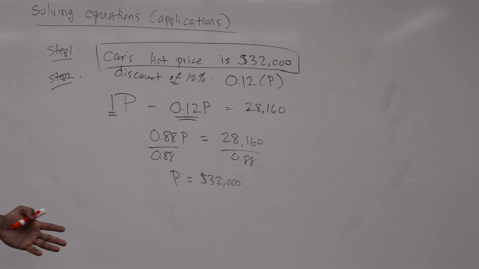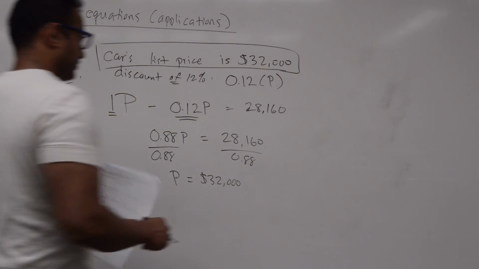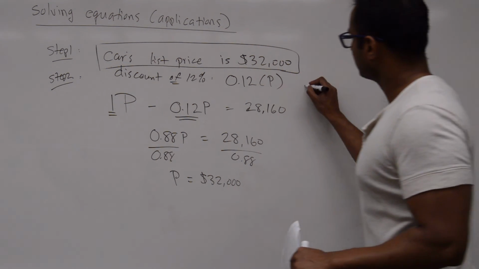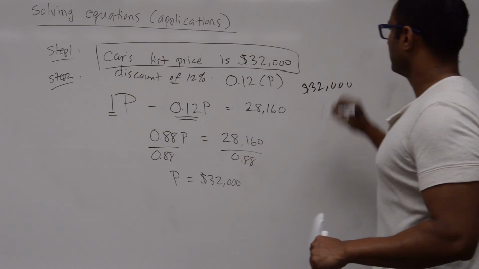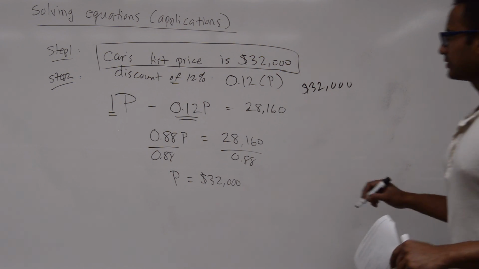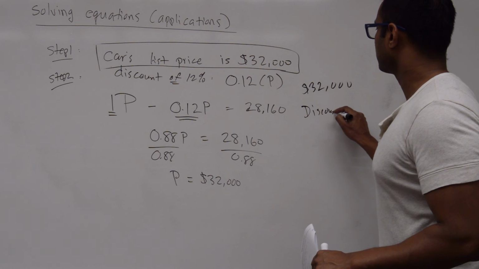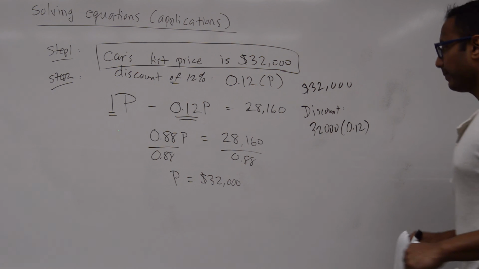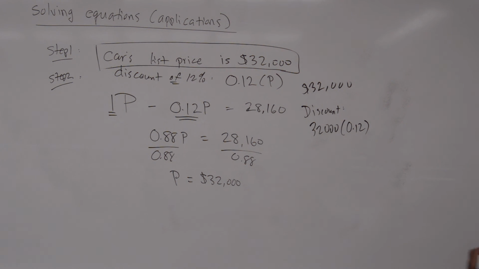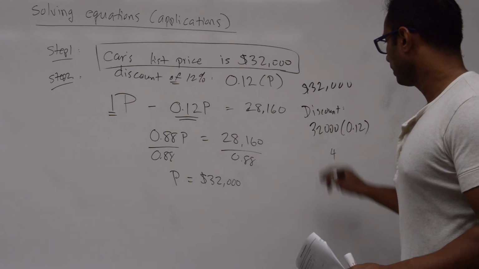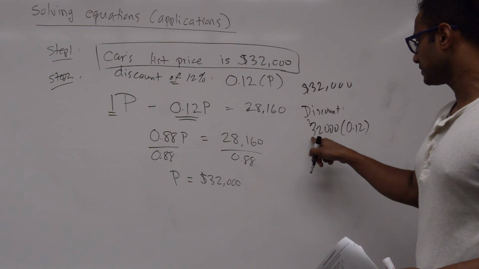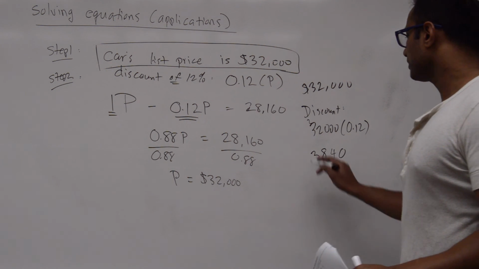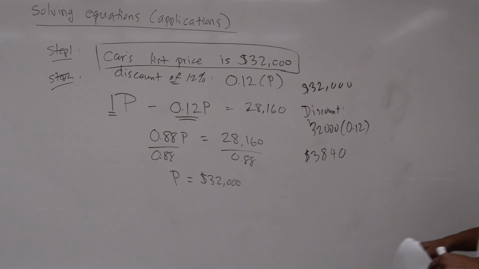I'm not convinced that's true because, I don't know, it's kind of a weird problem. So let me make sure. Let me do a common sense check. So I know that the car's original price is $32,000. There was a discount of 12%. So if you take 32,000, multiply that by 12%, that'll give you the discount. So 12 times 2 is 24, carry over the 2, 12 times 3 is 36, plus 2 is 38. So the discount is going to be, if you multiply this, you're going to get 3840.